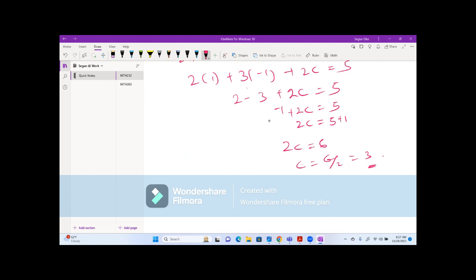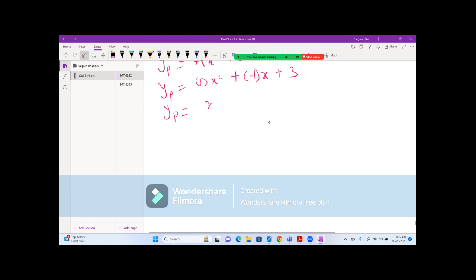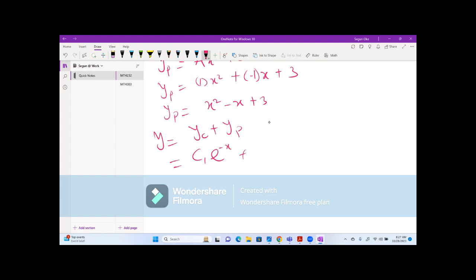Then we have our yp to be equal to ax squared plus bx plus c. Now that you know your a is 1, into x squared plus negative 1 into x plus 3. So what do you have? At the end of the day, our yp is equal to x squared minus x plus 3. So don't forget that your y is the same thing as yc plus yp. We know our yc to be c1 exponential minus x plus c2 exponential minus 2x, plus x squared minus x plus 3. That is the final answer.